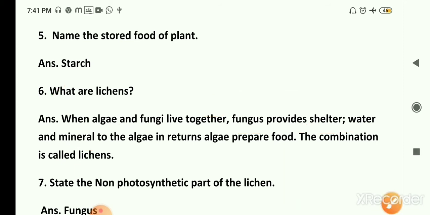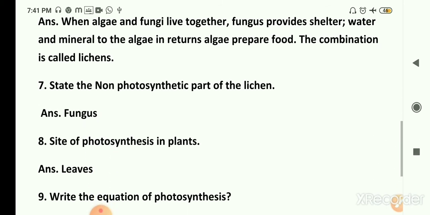So both live together, and this type of relationship in which both organisms benefit each other is called symbiosis. Okay. And that organism, algae plus fungi, is called lichen.